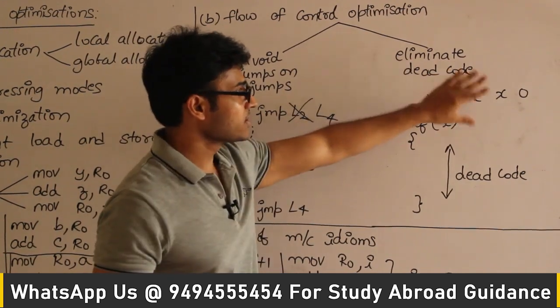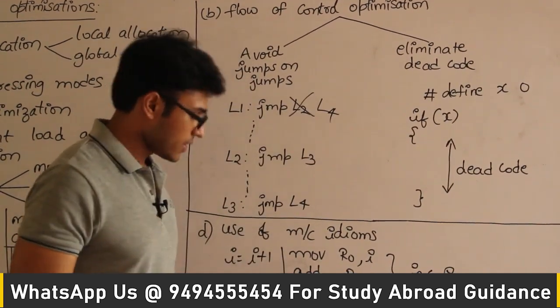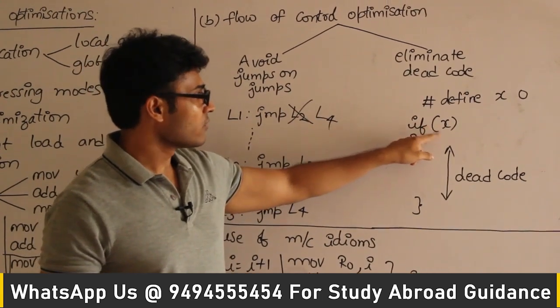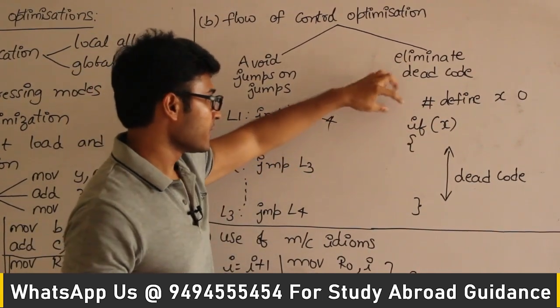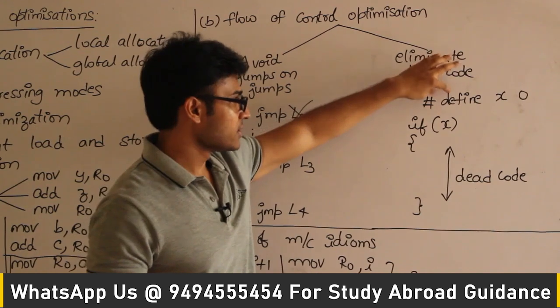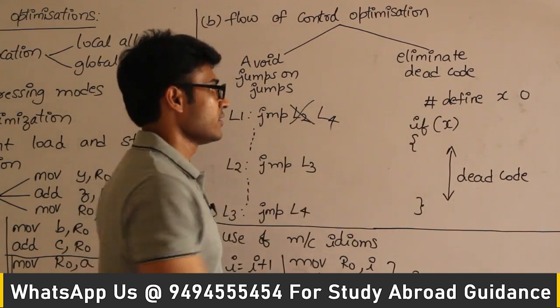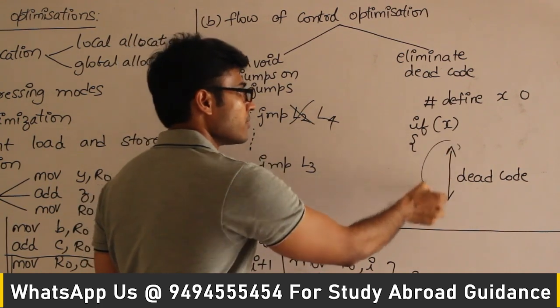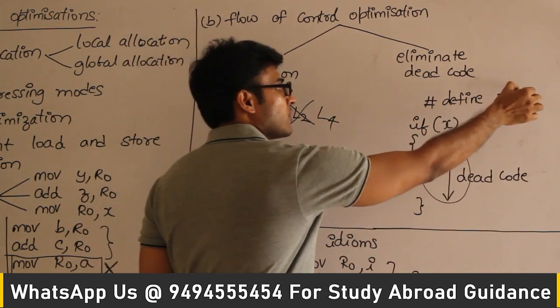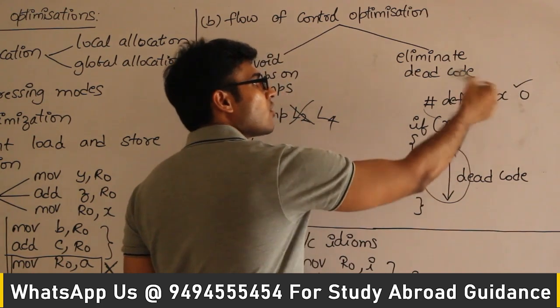And the next one is eliminate dead code. So #define x as 0. If I define x as 0, and if dead code is eliminated this way, see this, already x is 0, now if x, then some code is there. This entire code is called dead code, because this 0 is never going to become 1, because it is already a constant.